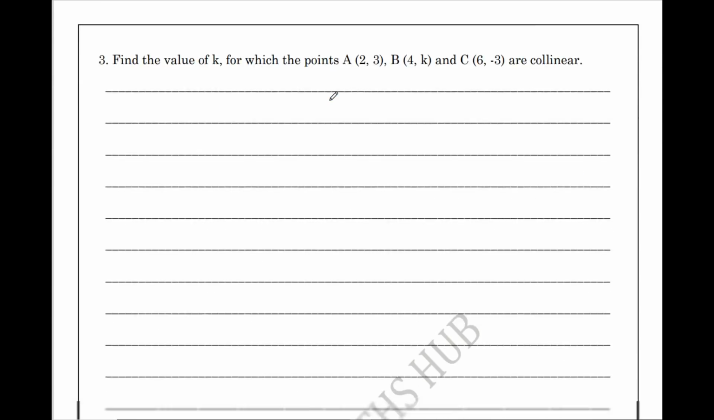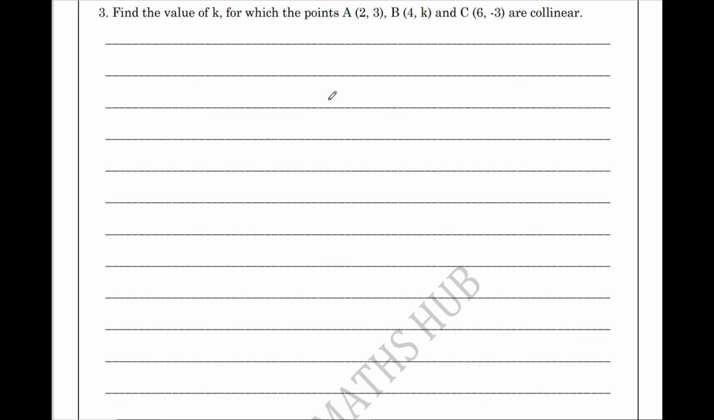Now we'll be solving a very important question, finding the value of k when the given points are collinear. Students, I have already said, when the points are collinear, area of triangle will be equal to 0. Now what I'll do, I'll write down the given points. A of 2 comma 3, B of 4 comma k, and C of 6 comma minus 3. Take it as x1 y1, x2 y2, then x3 y3.